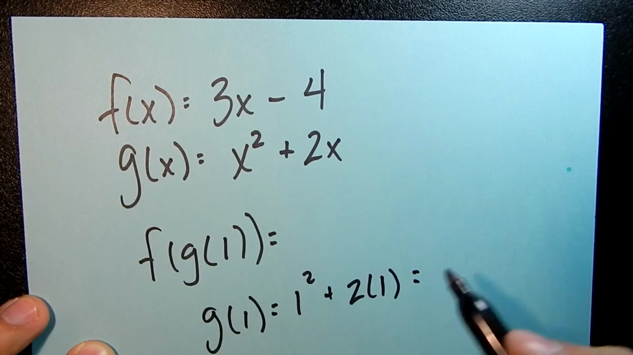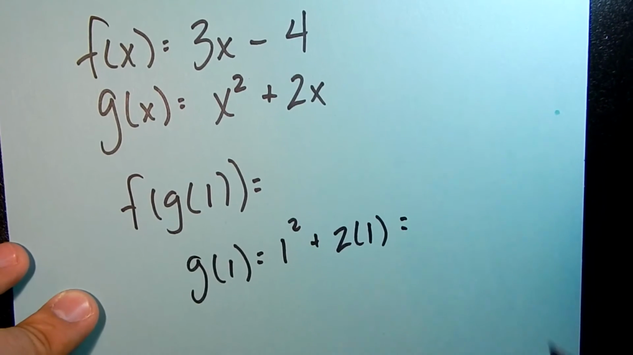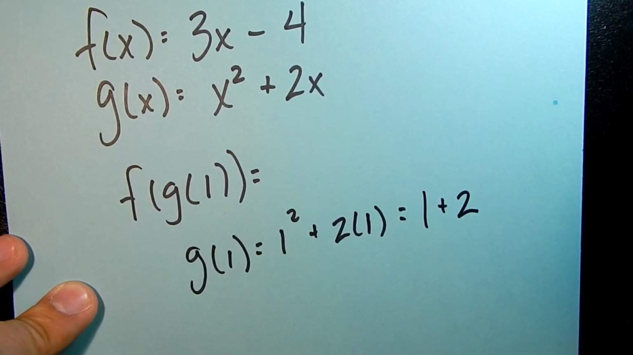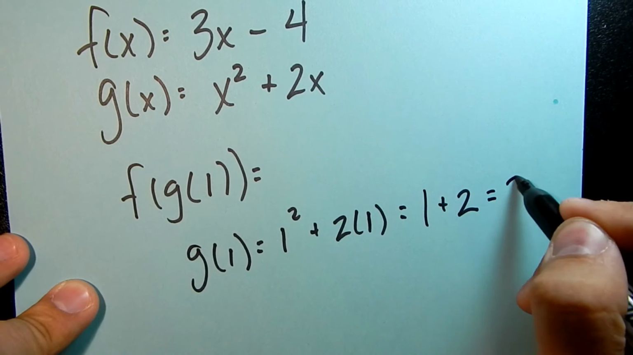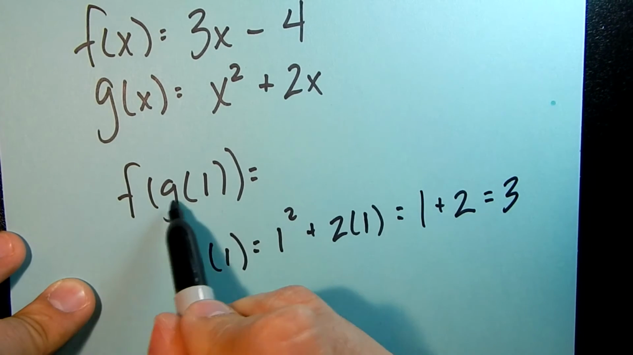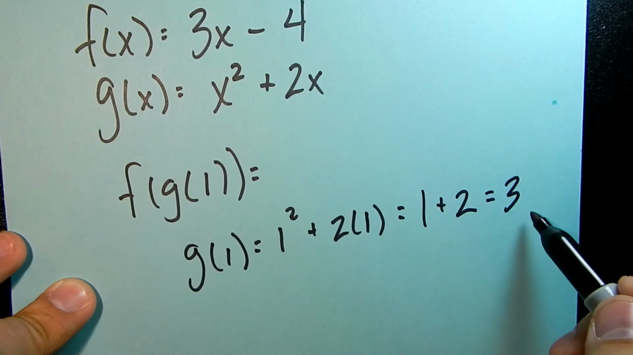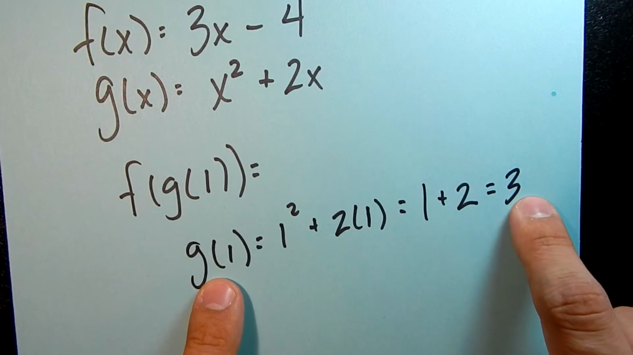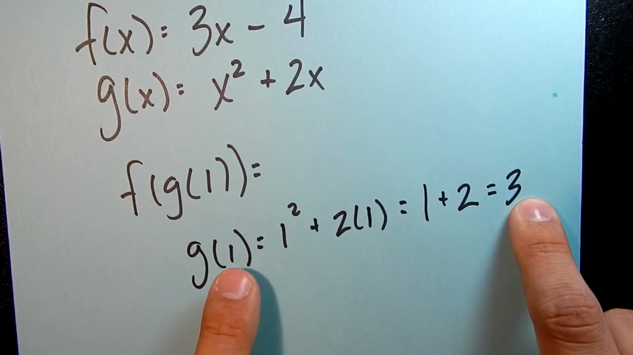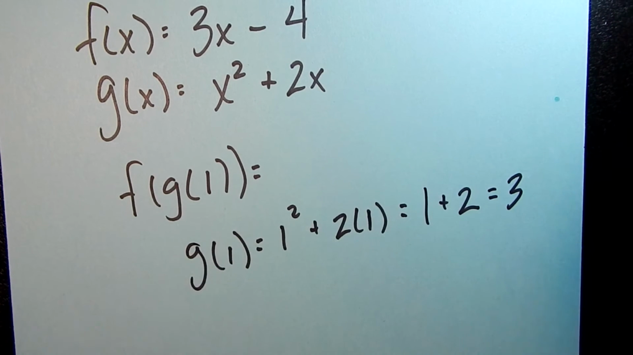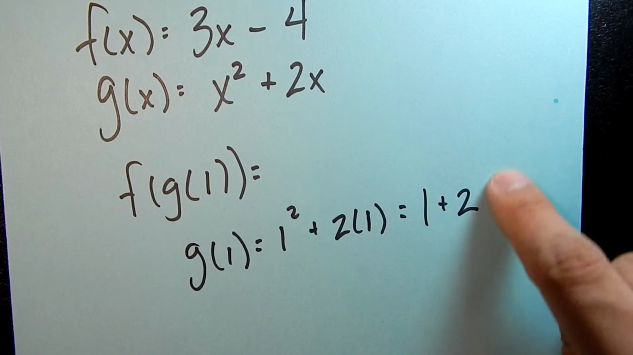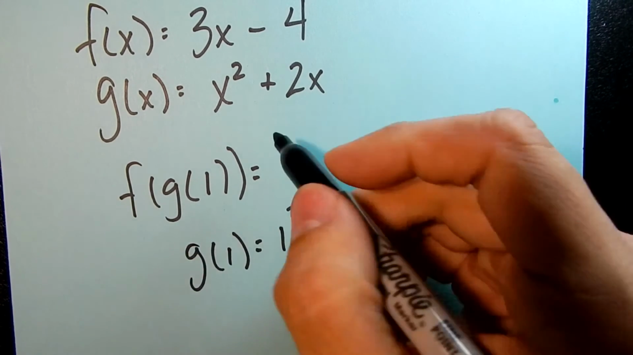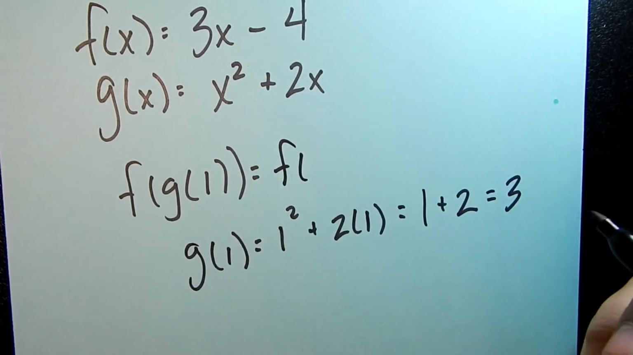1 squared, that's easy. This is 1. 2 times 1, that's 2. So I have 1 plus 2, which is 3. So g of 1 is 3. This and this are the same thing. This is the output of this function for this input. So just like with our machines, we take the output and we feed it into the next one. So this now becomes f of 3.